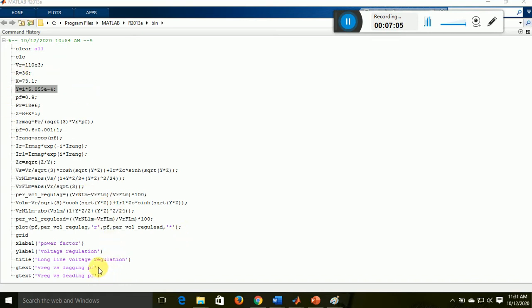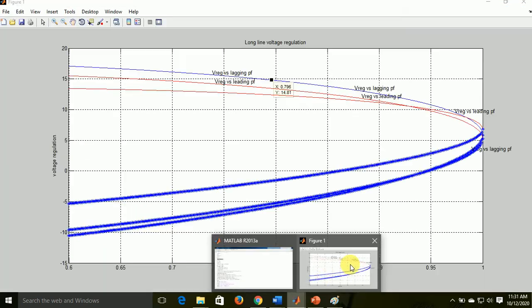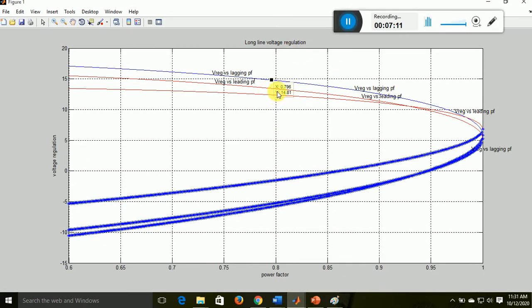Now I am running this program, and this is the result. You can see that at around 0.796, around 0.8 power factor, the regulation that we get is 14.81. Here we are getting three different plots. The first plot is V regulation versus lagging power factor, the second is V regulation versus leading power factor, and the third is the resultant power factor corresponding to the voltage regulation. We can scroll on the line, and for different power factor values we can get the percentage voltage regulation without manual calculation.